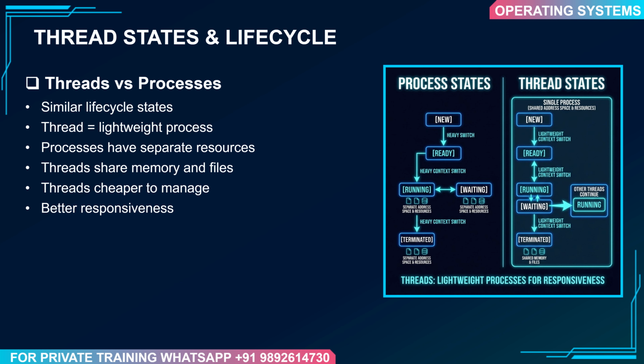The key difference lies in what is being managed. When a process moves between states, the operating system is dealing with separate address spaces, separate resources, and heavier context switches. When a thread moves between states, it stays within the same process and shares memory, files, and other resources with sibling threads. For example, when a process goes into a waiting state, the entire process stops progressing. But when a single thread goes into a waiting state, other threads of the same process can still continue running. This is why multi-threaded applications feel faster and more responsive than multi-process designs for the same task.